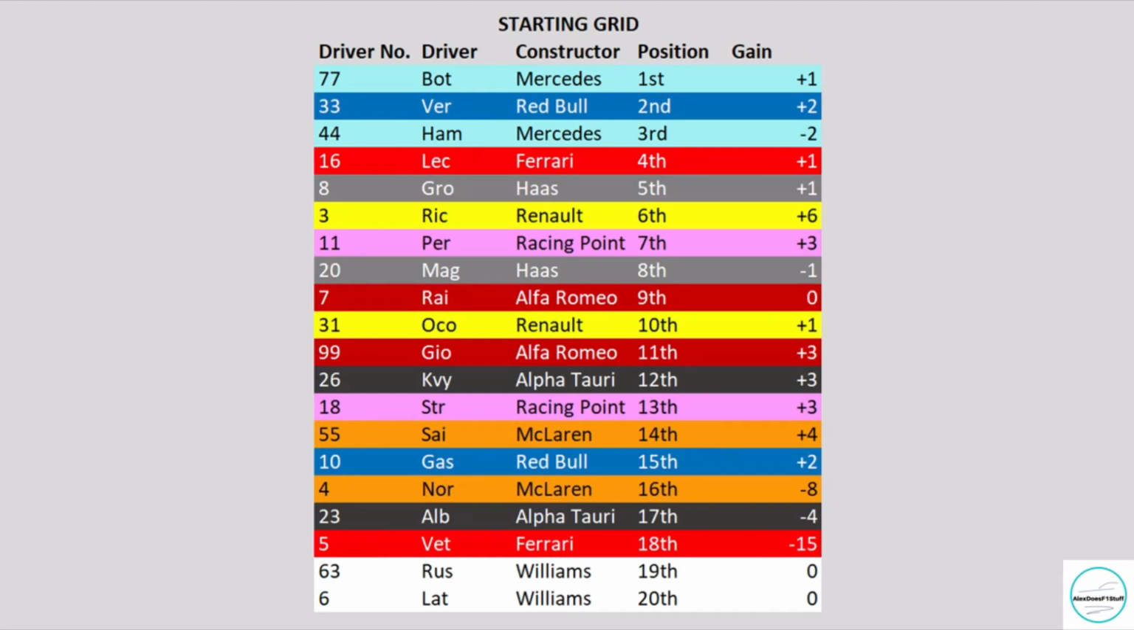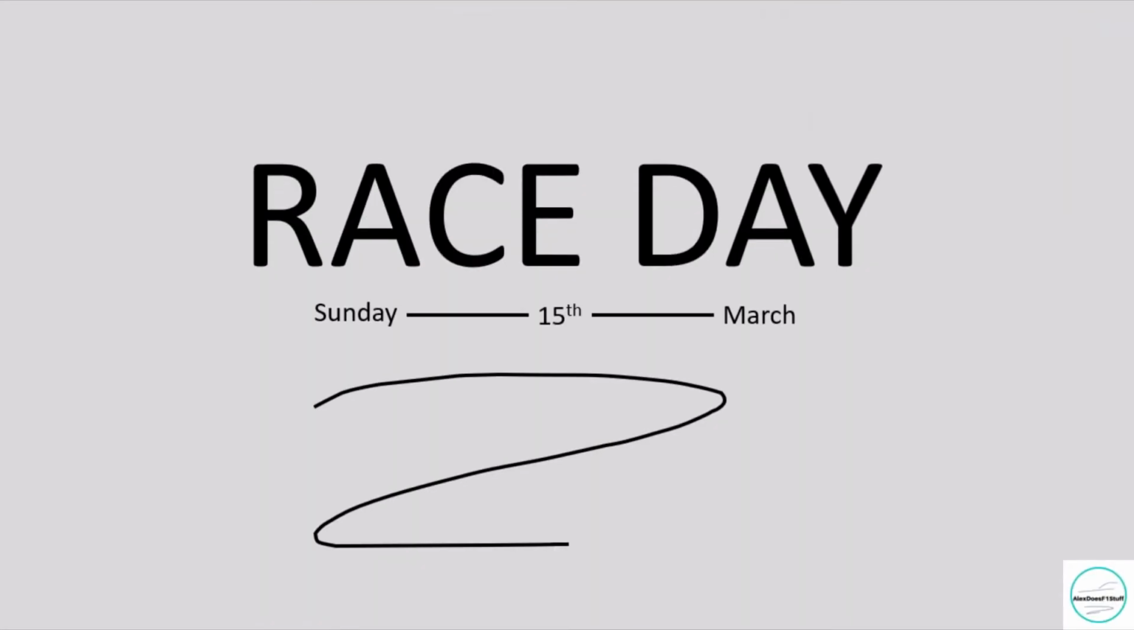Giovinazzi, Kvyat and Stroll all move forward 3 places, with Sainz and the McLaren coming forward 4 from last year. Norris, Albon and Vettel all go back significantly. Norris falls 8, Albon 4, and Vettel a massive 15 places dropped as he failed to get through to Q2. And we move on to the race.